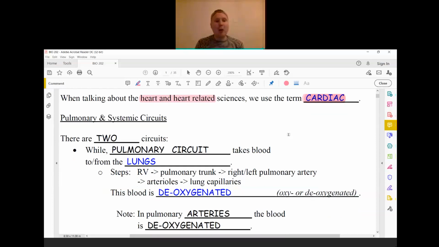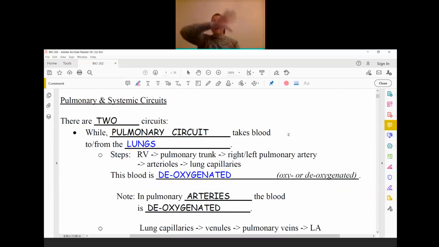And as we start looking at the heart, I just want to connect what we're talking about to this bigger picture of the cardiovascular system. So there's going to be two circuits that I want to discuss with you. So let's go through those.